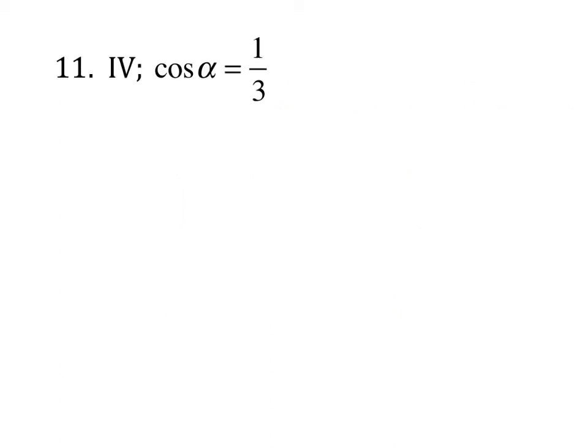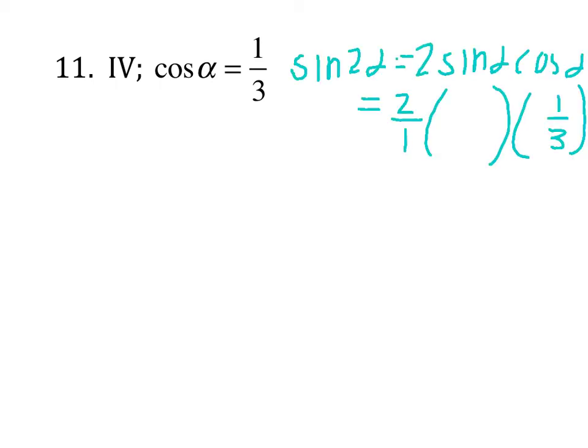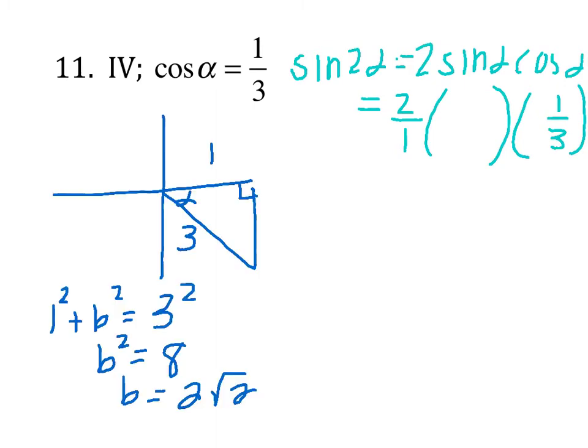Okay, for number 11, even though it says cosine, we know the directions tell us to find sine of the double angle. So when I look at the formula, this time the one thing I don't know is the sine. So once again, we are going to have to go ahead and draw out a triangle. I used Pythagorean theorem, and I got that b squared was equal to 8, so b is 2 radical 2. But if we're looking at our actual triangle, I know I should write negative 2 radical 2 because this side is going down. So now I can fill in that the sine is negative 2 radical 2 over 3.